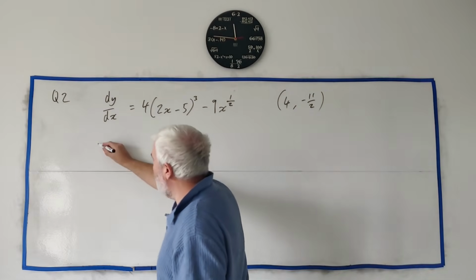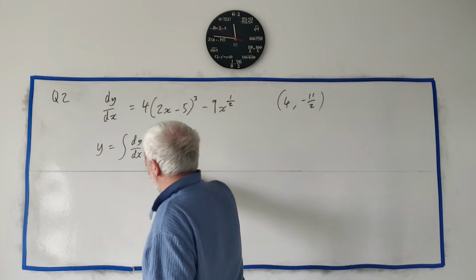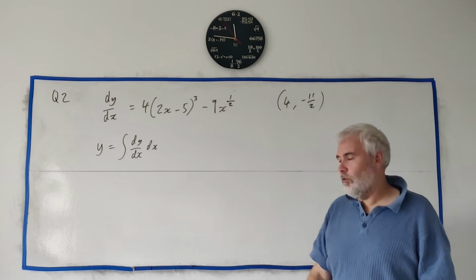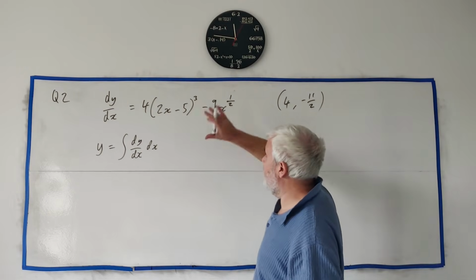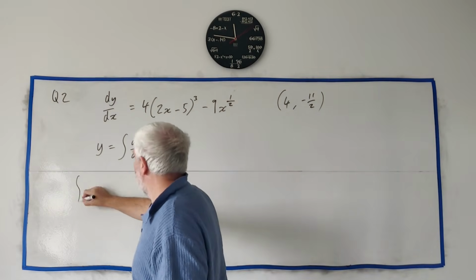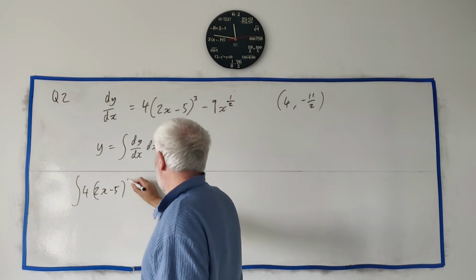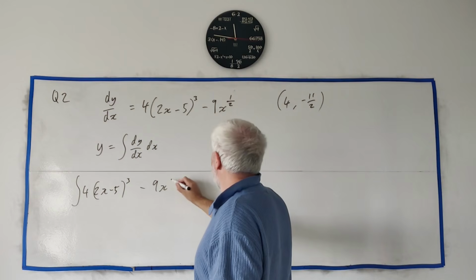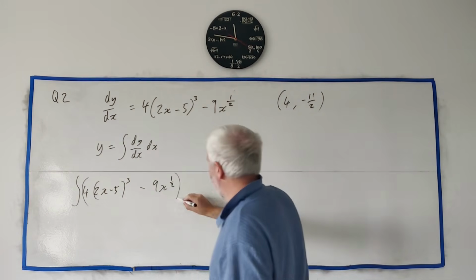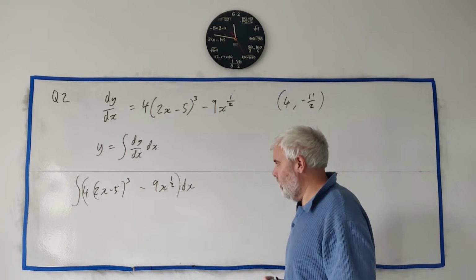Basically, I want to get back to y equals, and y is equal to the integral of the derivative with respect to x. Basically, it's opposite. It destroys the derivative. So what we want to do here is integrate all of this. So let me write that out. The integral of 4 times 2x minus 5 to the power of 3 minus 9x to the power of a half, and all of this is with respect to dx. This is what they're asking us to do.